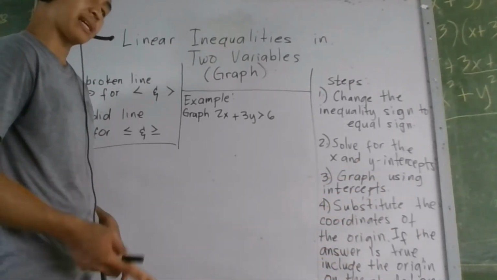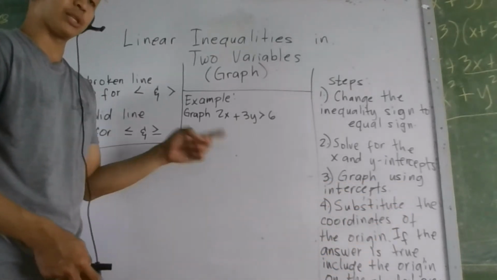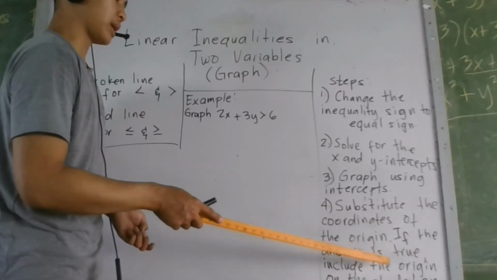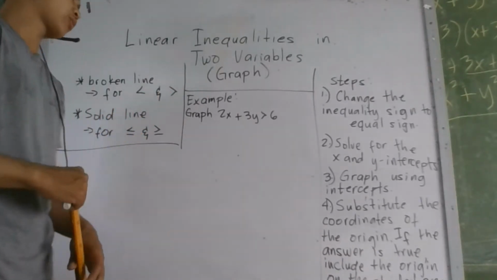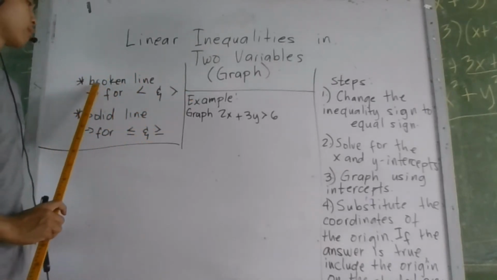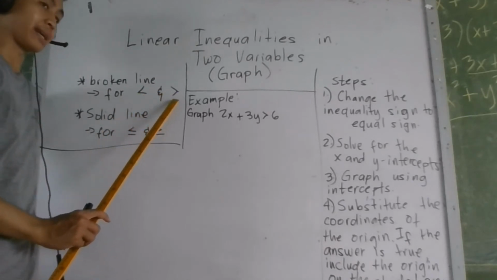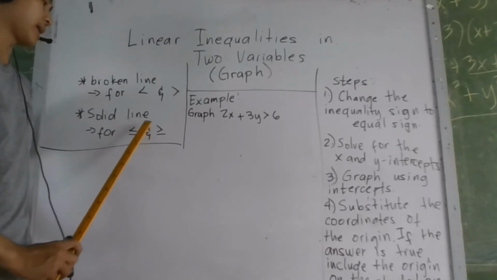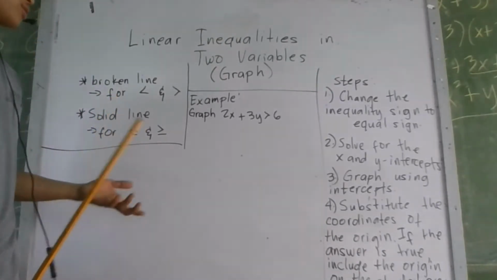The fourth one, or the last step, is substitute the coordinates of the origin, which is 0, 0. If the answer is true, include the origin on the shaded part. Okay? Take note of that one. Another thing that I want you to remember is when we graph, we use broken line or dashed line for less than and greater than. And solid line naman for less than or equal to and greater than or equal to. Okay? Just take note of those things lang.